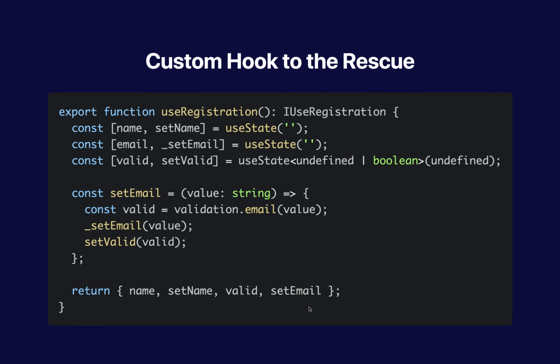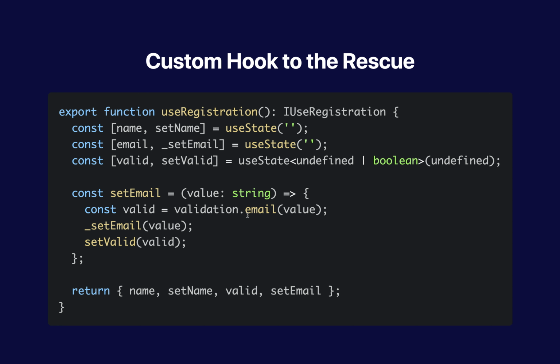And I've just prefixed the set email that stores the value of with an underscore to indicate that it's private in this context. And down the bottom, we can see I'm returning an object which has name, set name, valid, and set email. I'll also just quickly note that it is convention to name your hook, whatever it may be, but it starts with use.